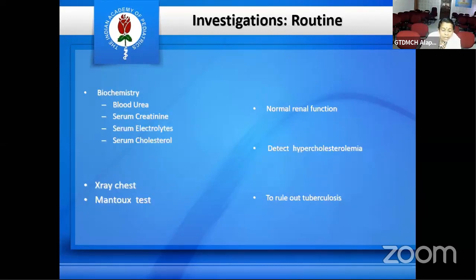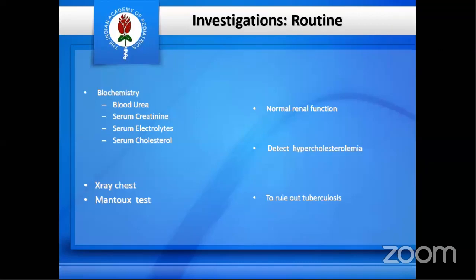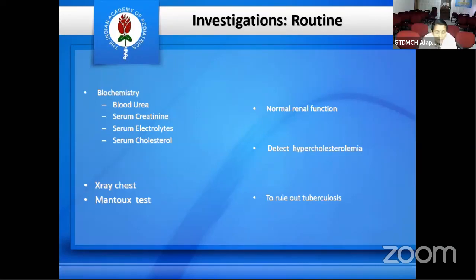Biochemistry: you can do blood urea and serum creatinine to see whether the renal function is normal. And also you can do the electrolytes, whether there is hypernatremia, hyperkalemia, etc. And serum cholesterol, whether it is increased or not, to detect hypercholesterolemia. X-ray and Mantoux tests are done to rule out tuberculosis, because you are treating the patient with steroids. So you have to rule out tuberculosis before you start steroids.